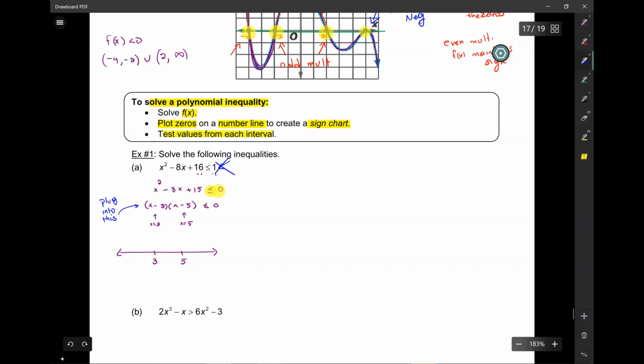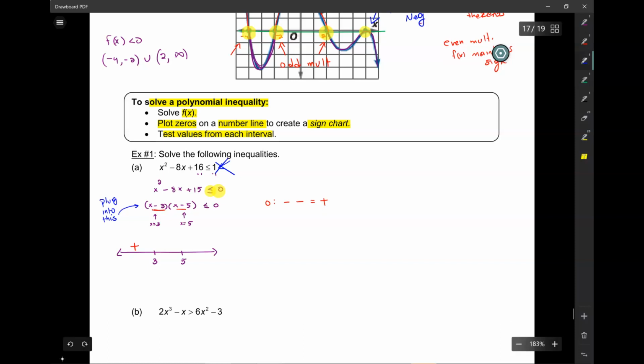Okay? All right. Now, from the leftmost region, I'm going to plug in, I don't know, I'll pick a 0. 0 is my favorite number to plug in. Okay, when I put 0 into the first parenthesis, I get a negative number, right? I get 0 minus 3, that's negative 3. I don't care what the value is, I just care that it's a negative. When I plug 0 into the second parenthesis, 0 minus 5, that's also a negative. Negative times negative equals positive. So I say in that region, f of x is positive.